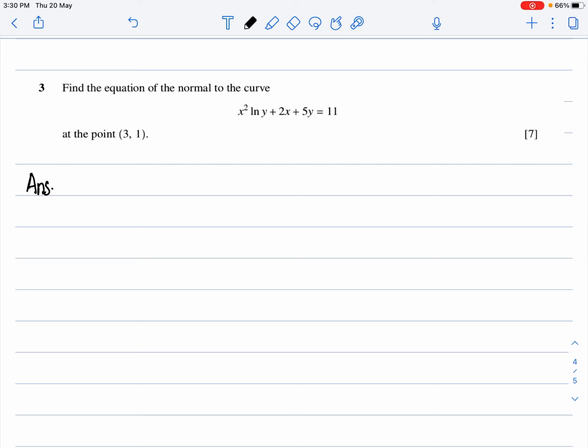This is the third question of the paper. Here I need to find the equation of the normal to the curve. This is the equation which they have given me, and this is the point. Now I'll write the equation again for your reference. This is the equation which is given to me, correct?